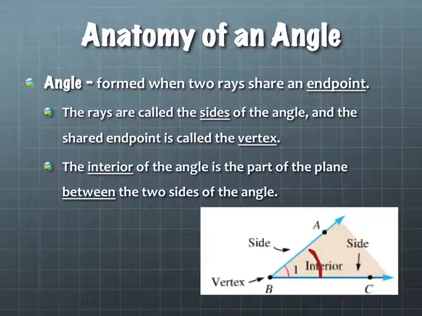The blue lines on my screen are the rays. They start at this thing that's called the vertex. It's labeled point B. And it extends upwards through point A, and it extends horizontally through point C. So those are two rays, ray BA and ray BC, that are forming the edges or the sides of our angle. They have a shared endpoint called the vertex.